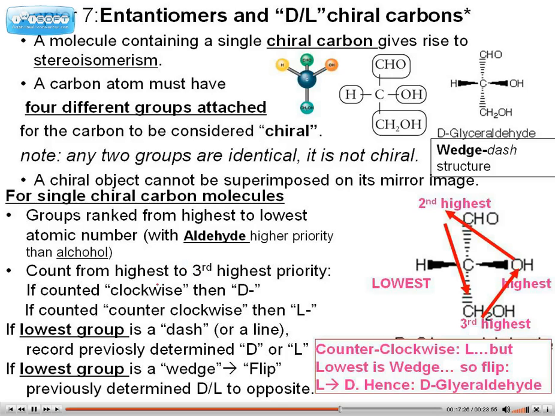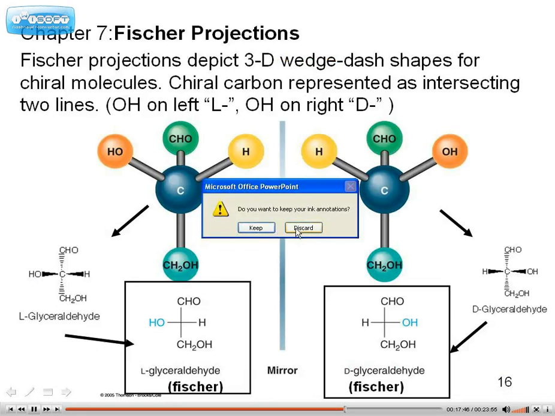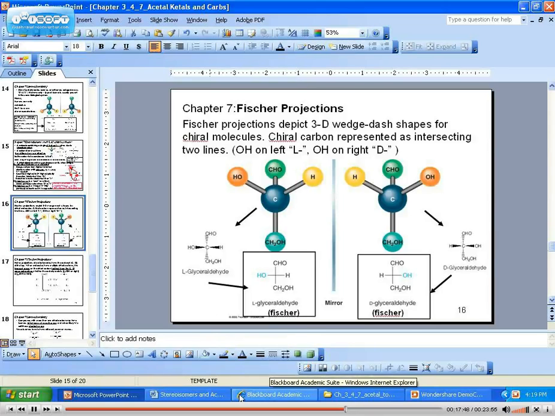So I think I beat that to death. I think I explained this part right here, and please use this as your reference guide. There are many ways to figure out whether you have a D or L enantiomer. In my opinion, this is the easiest once you start practicing it. Let's go straight to my slides.